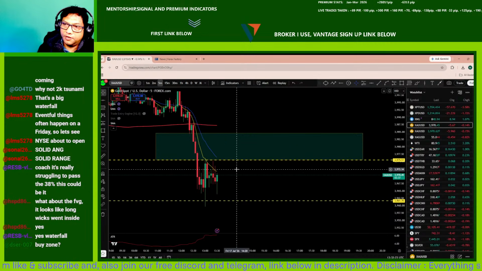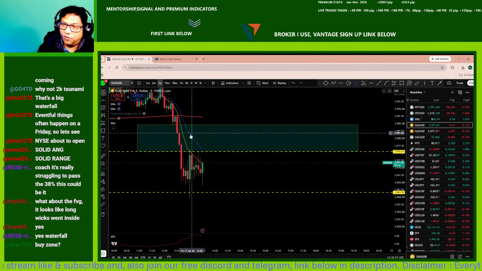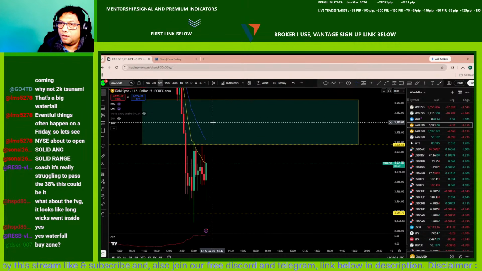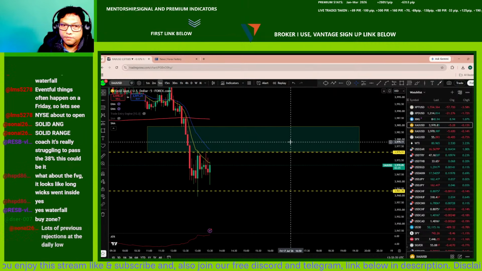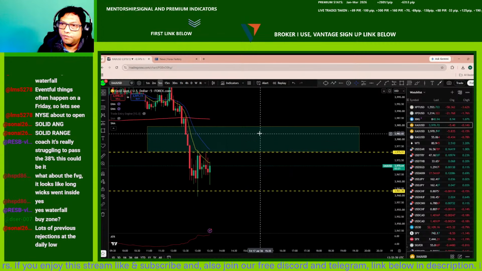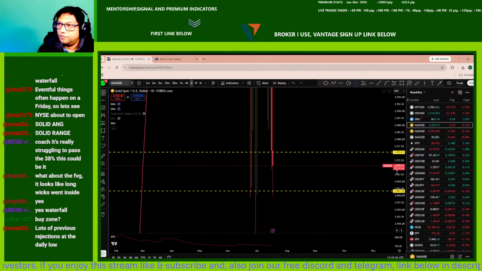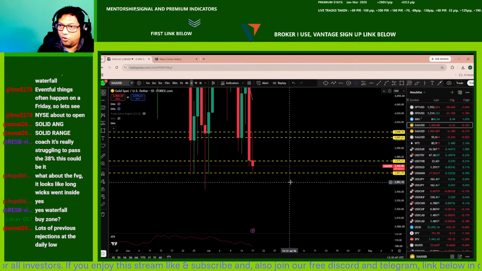It's breaking above here, which could be a good opportunity to look for, especially from this fair value gap. If you see one big large green candle, also previous rejection at the daily low, you mean that here, those long wicks, but they are imbalanced in the market more often.